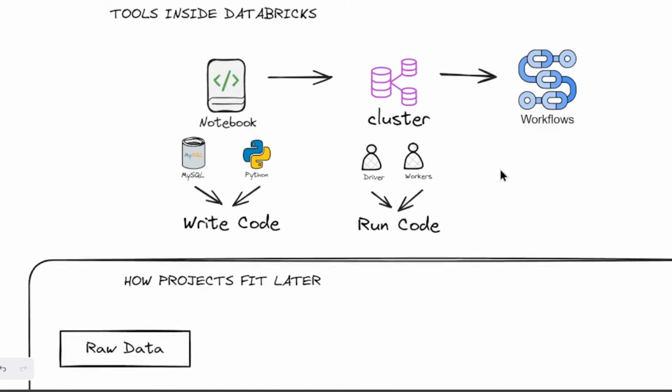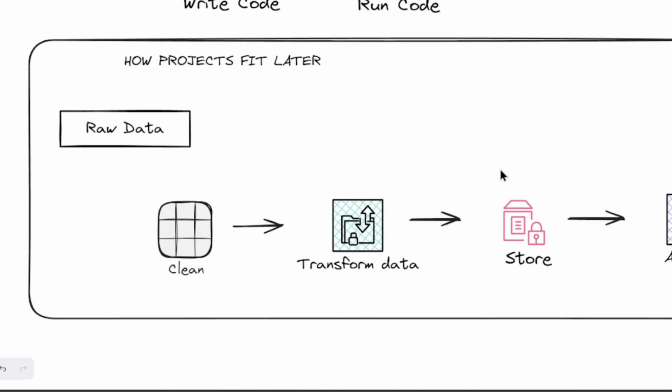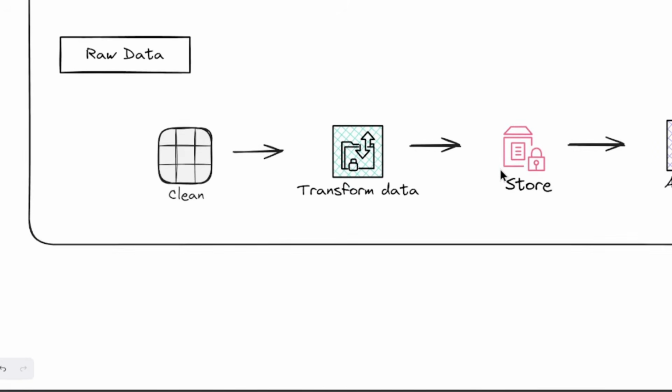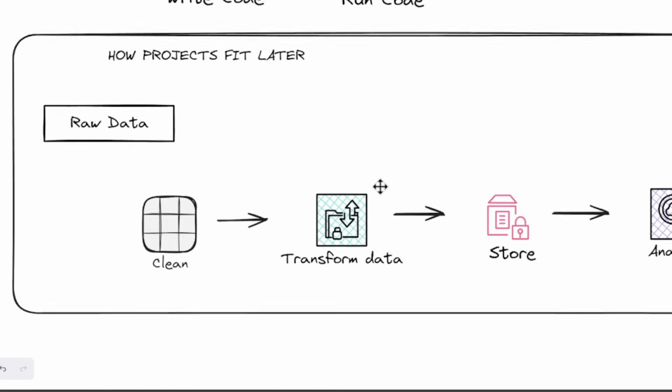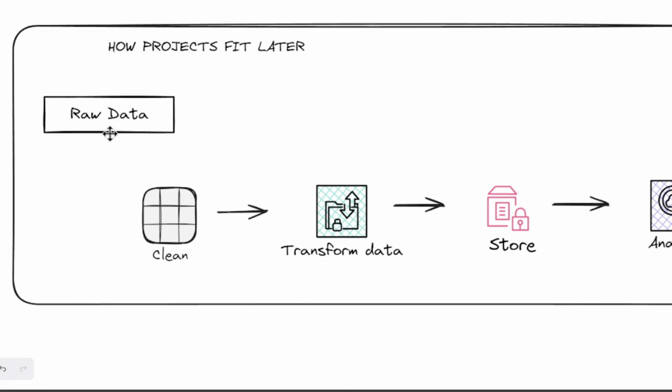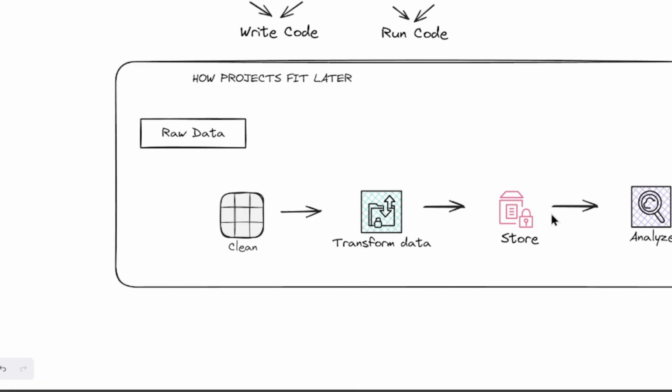So now next is how Databricks projects work. Almost every Databricks project follows the same basic flow. First, we take the raw data. Next, we transform the data. After that, we store the data. Finally, we analyze the data to get business insights. This structure remains the same for most Databricks projects.